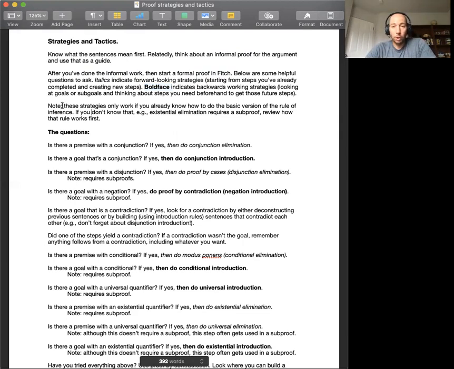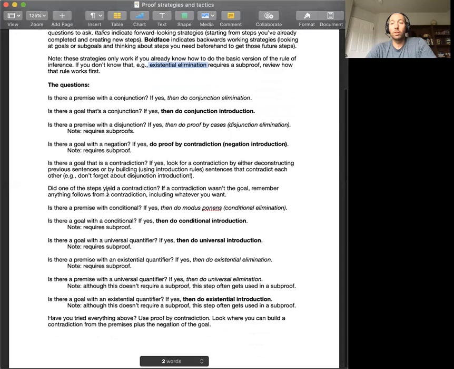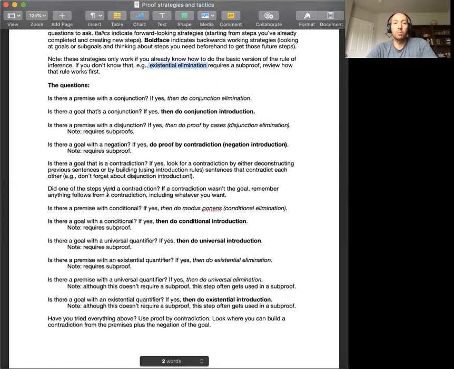An important note for any of these strategies to work is that you already need to know how the basic version of the rule of inference works. If you don't know, for example, that existential elimination requires a subproof, you need to go back and review how that rule works first. Okay, so here are the questions. The first handful of them you should remember from previous lectures that we've done.